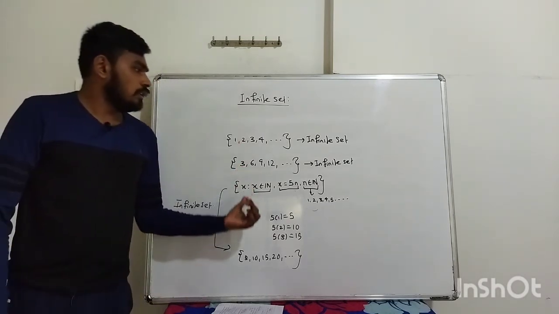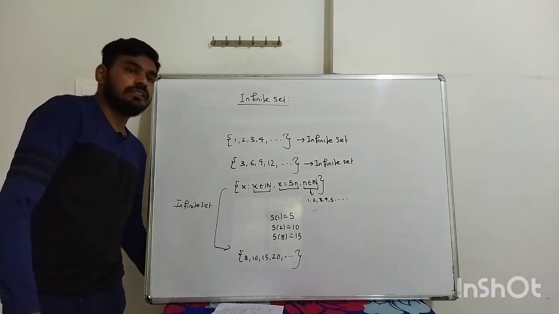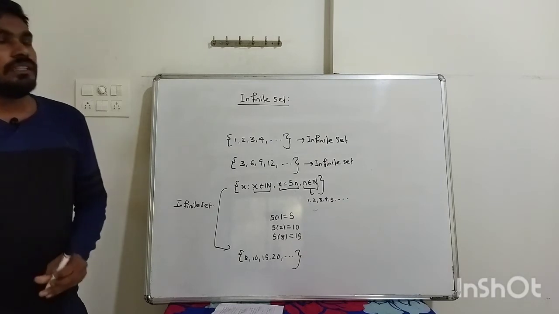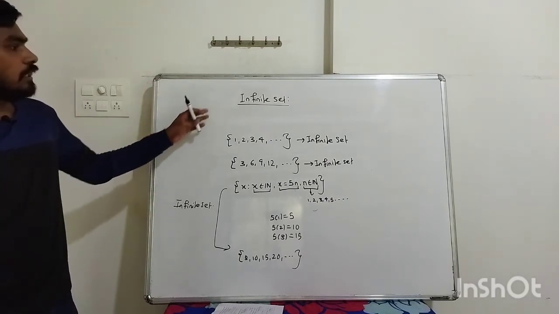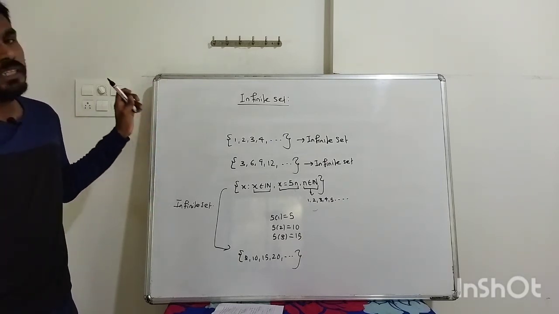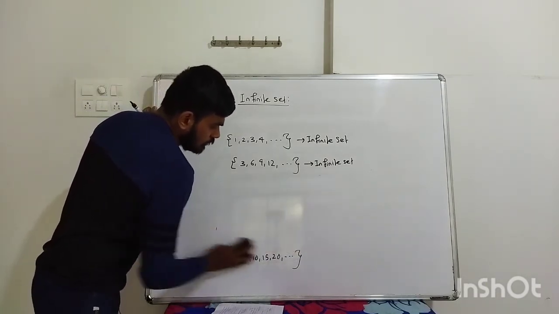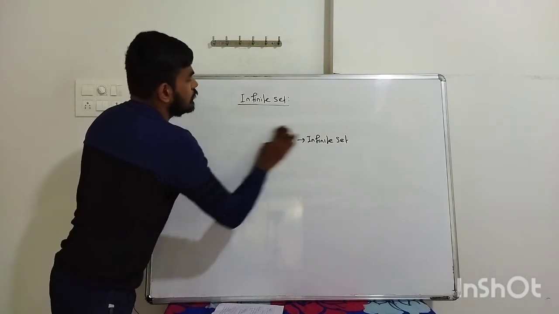So this is the definition of an infinite set. An infinite set means a set which contains infinitely many elements, or which doesn't contain a finite number of elements, or else we can't count the number of elements in it.